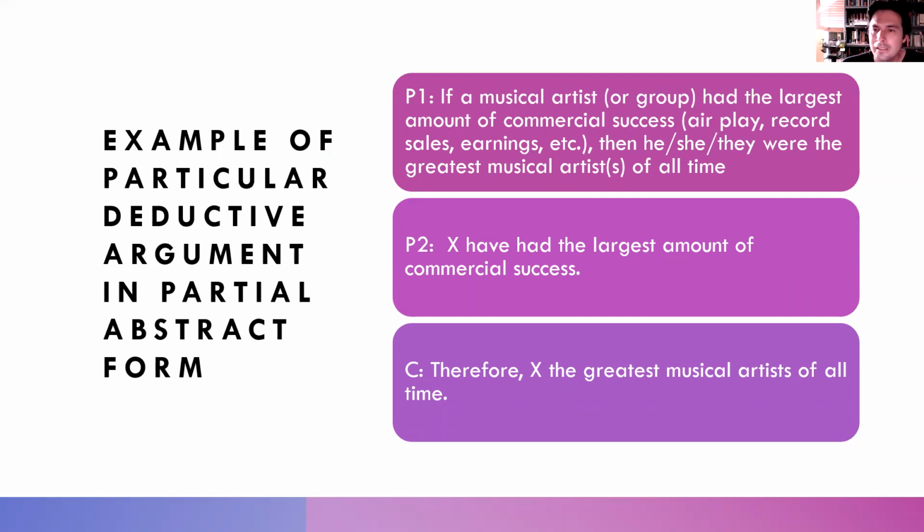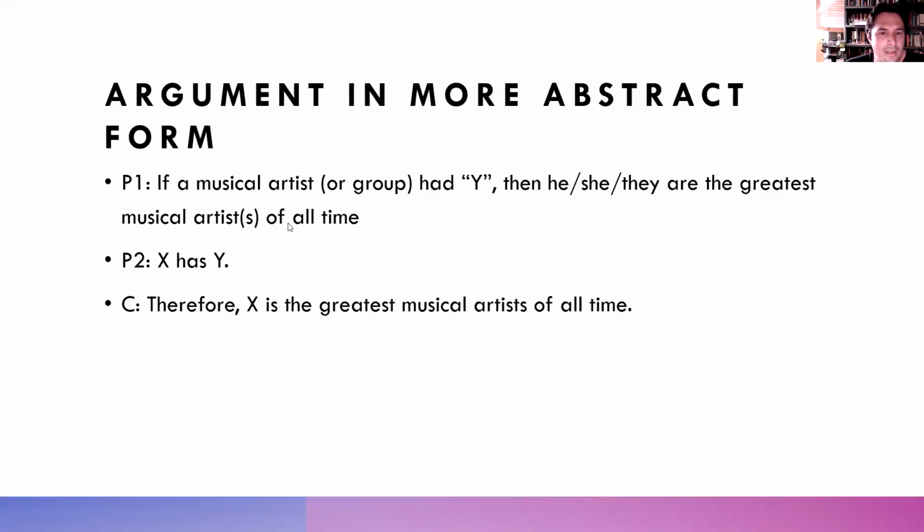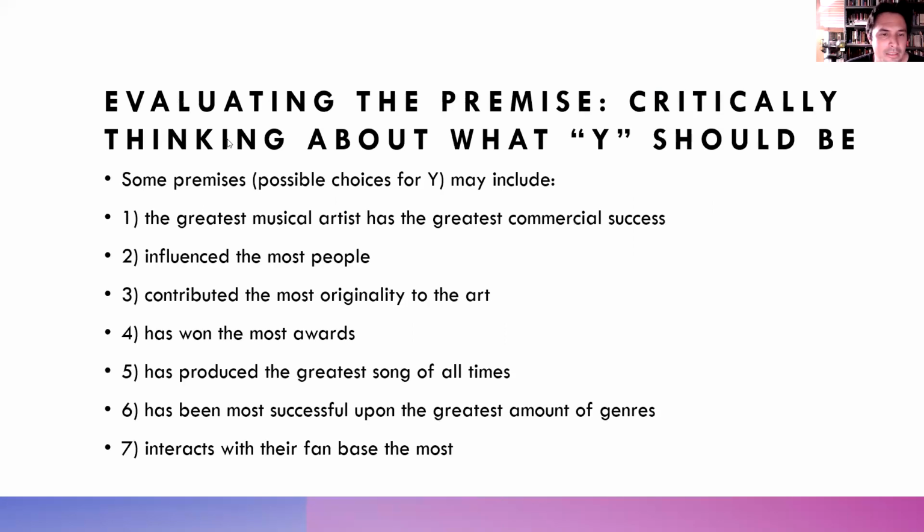And we say, well, is this a good premise for determining who is the greatest musical artist of all time, right? We further abstract it into y. So if the musical artist or group had y, then he, she, they are the greatest musical artists of all times. X has y, therefore X is the greatest musical artist of all times. But now that y is also a variable, we can ask, well, what is the best thing or criteria to substitute for y? And I'll give some examples, but this is not at all exhaustive.